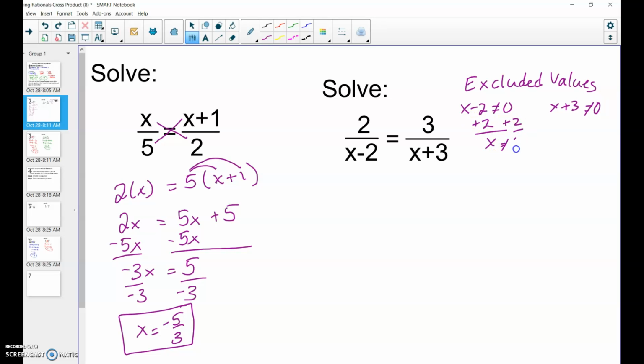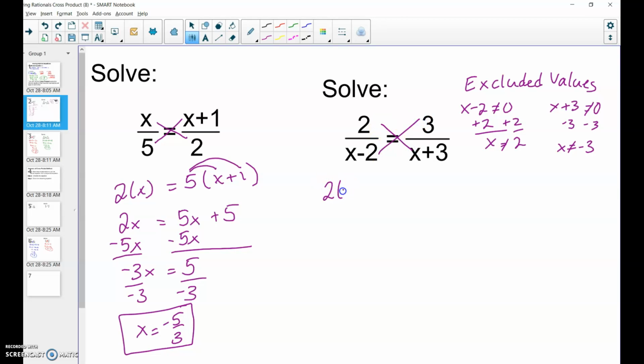So x can't equal 2. And x can't equal -3. You guys can probably do some of that algebra in your head, so if you don't need to write all the steps, that's fine. If you still need the practice, go ahead and do all the work with it. All right, now that I've listed my excluded values, I'm going to cross multiply.